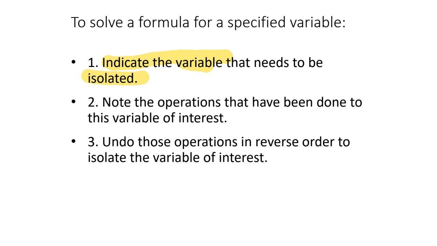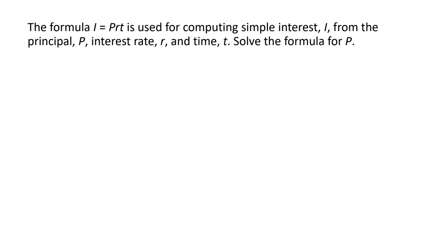Then you have to note the operations that have been done to this variable of interest. Then the process to solve is to undo those operations in reverse order to isolate or get the variable we want by itself. Now we're going to do some easy ones, and then we're going to get into some more interesting ones. Now, the first one here says we have a formula.